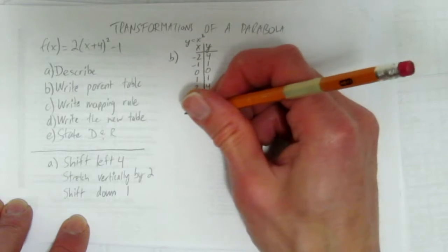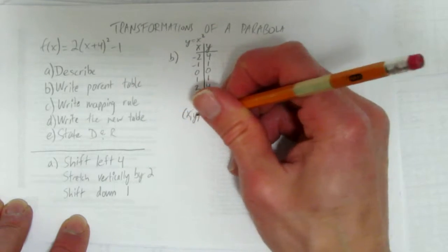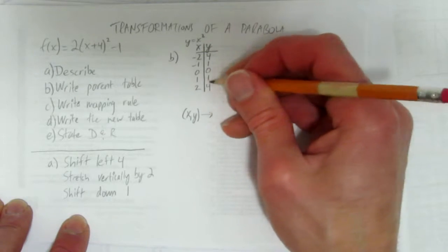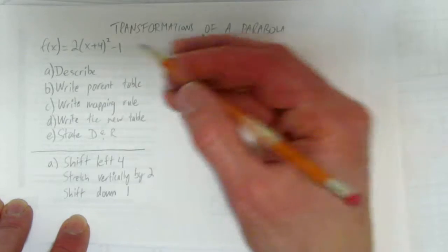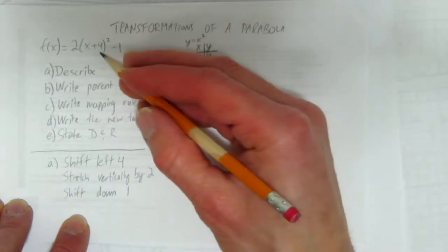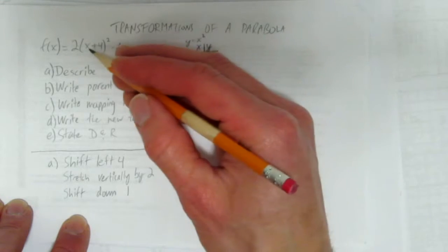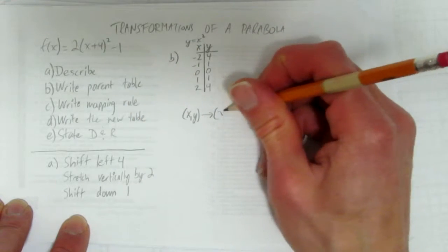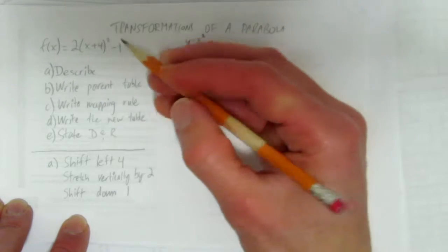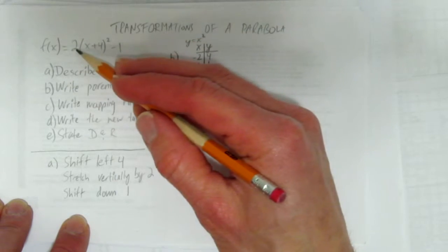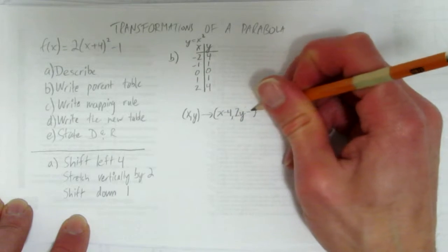Now the mapping rule. The mapping rule is like a recipe. It says, take all the points, x and y, so here's all my x, y, x, y, x, y's. I'm going to transform them based on this recipe that I get from this equation. This equation says x plus 4, but you always do the opposite of what's happening in the brackets. So instead of adding 4, all the x's get subtracted by 4. And then the y stuff is this times 2 take away 1. So 2 times y take away 1.